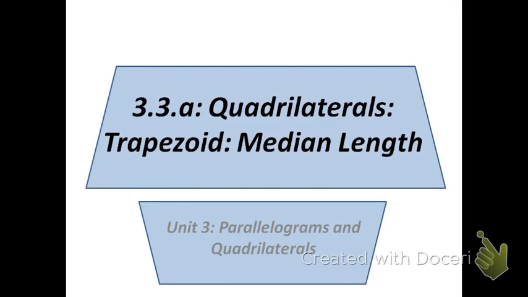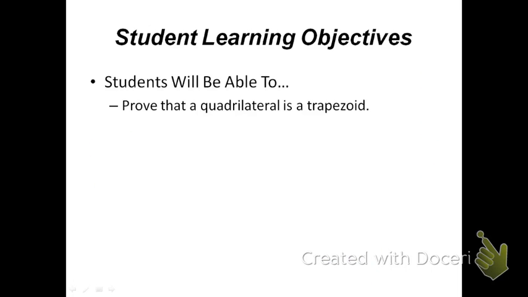Alright, hi guys. We're going to start the first lesson, working on lesson 3.3, part A. We're in quadrilaterals and we're talking about trapezoids, looking at the median length. So, what we're going to do first, we want to just be able to prove that a quadrilateral is a trapezoid. That's the standard that we're going to be working on.